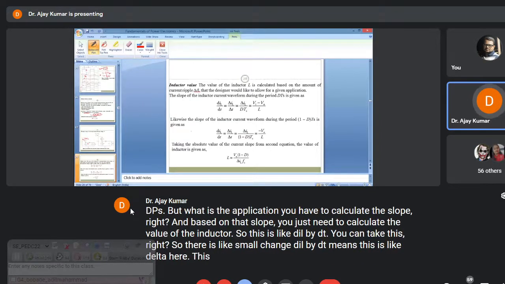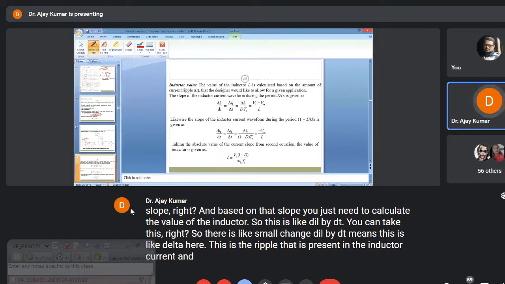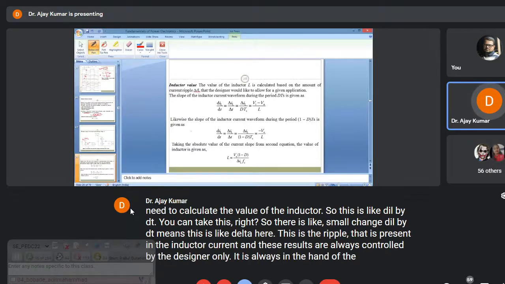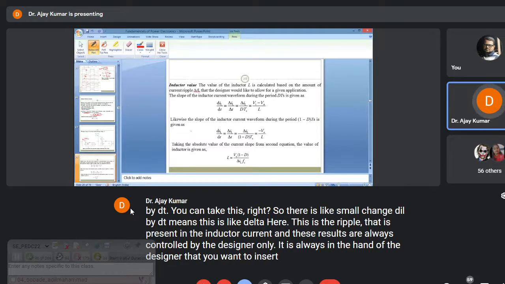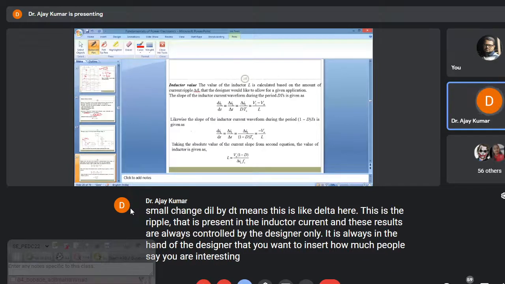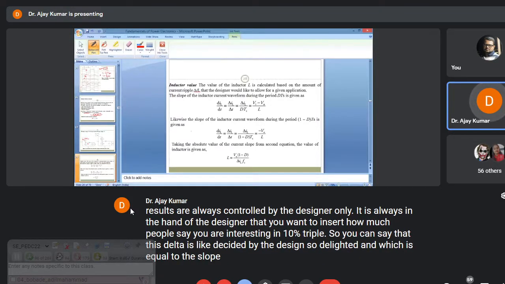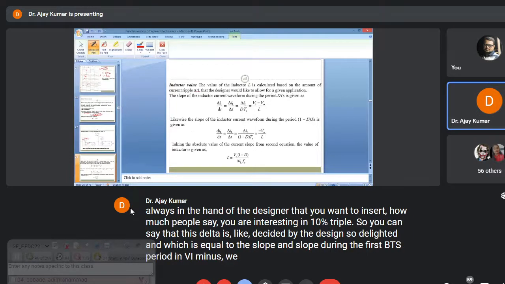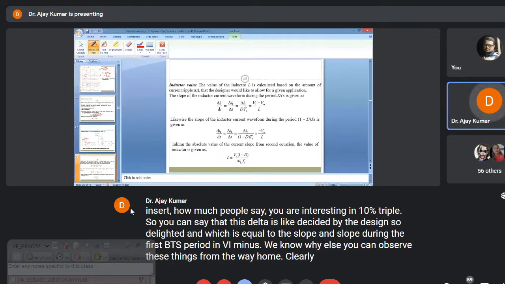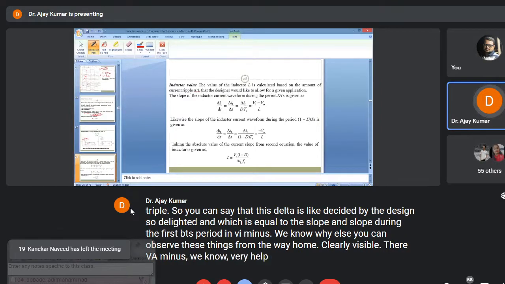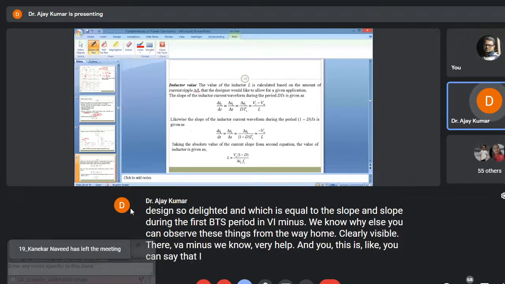DIL by dt means this is delta IL. This is the ripple present in the inductor current, and these ripples are always controlled by the designer only. It is always in the hand of the designer how much ripple you want to insert. Say you are interested in 10% ripple, so this delta IL will be decided by the designer. So delta IL by delta T is equal to the slope, and the slope during the first DTS period will be Vi minus V naught divided by L. You can observe these things clearly from the waveform. And this is delta IL, and the time is DTS, because you are observing the first operation, that is DTS.